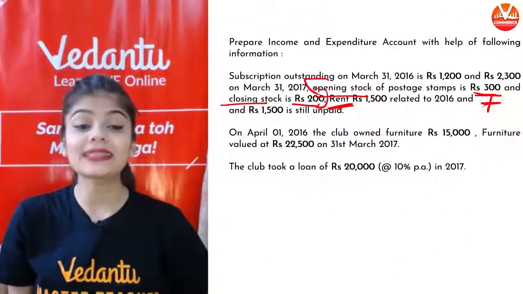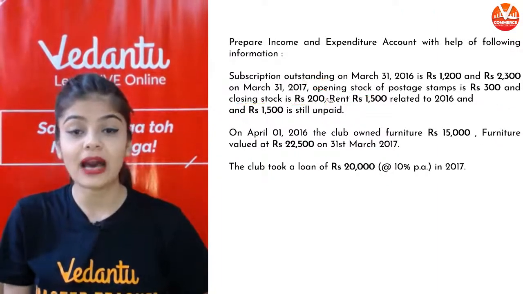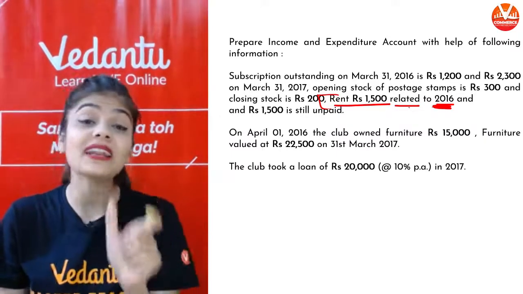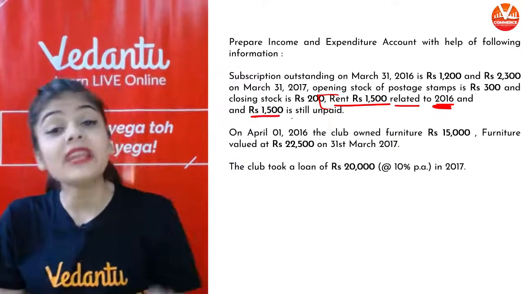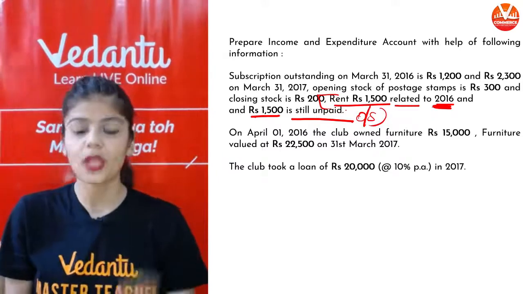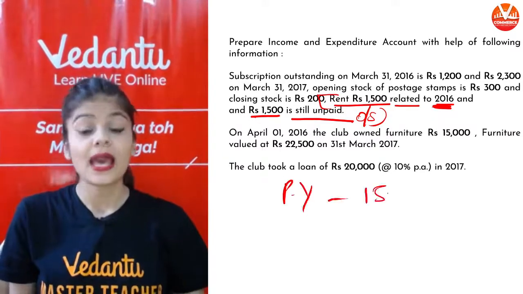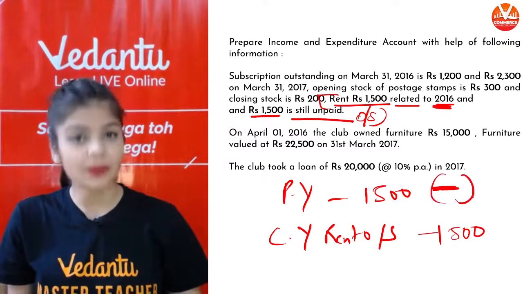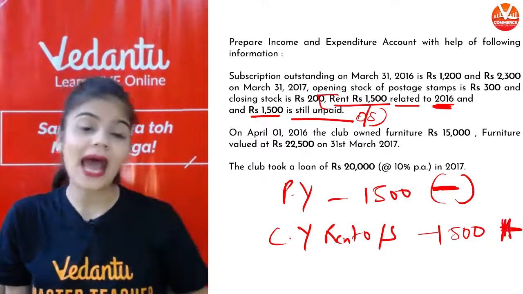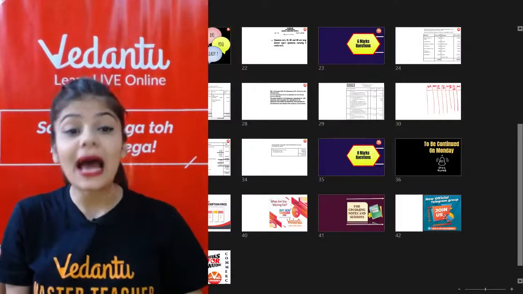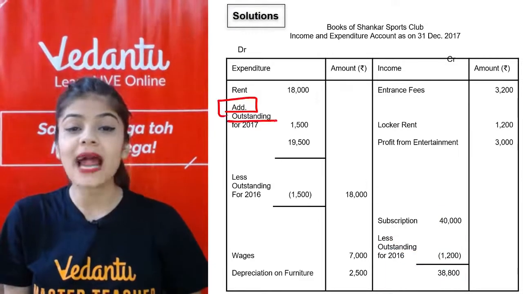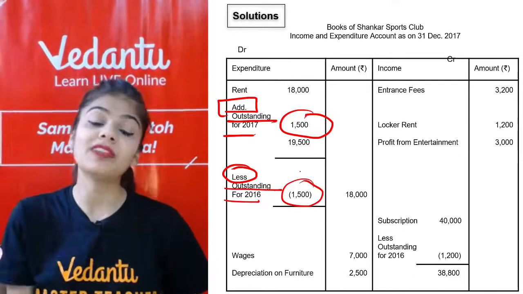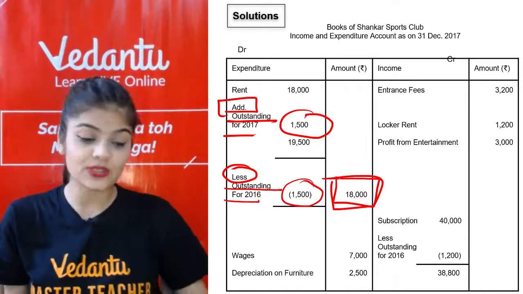Then in the same paragraph, it is mentioned that rent 1500 is related to 2016, the previous year, and 1500 is still unpaid, it is outstanding. So 1500 is related to previous year and current year rent is outstanding 1500. So previous year rent will be subtracted and current year outstanding rent will be added. So 18,000 plus 1500 minus 1500, it will be 18,000.